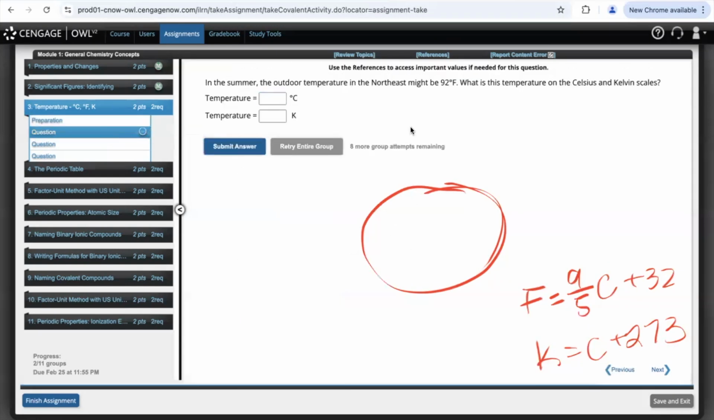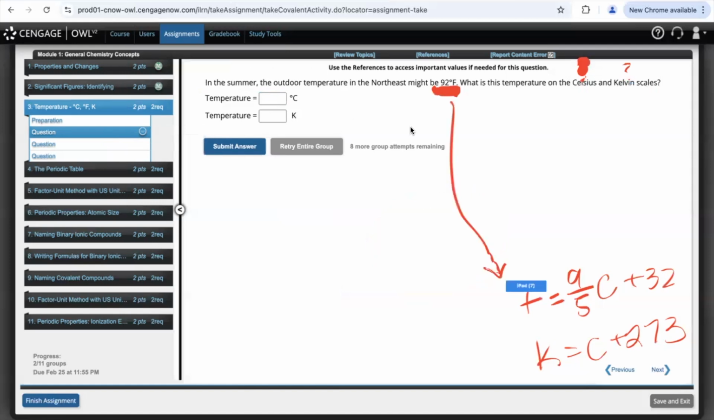All right, let's get rid of this circle. This problem gives me Fahrenheit and wants me to calculate what is Celsius and Kelvin. So I can start by plugging my Fahrenheit into this formula and solving for C. It might also be easier if I solve for C before I plug it in, so I'm going to do that.